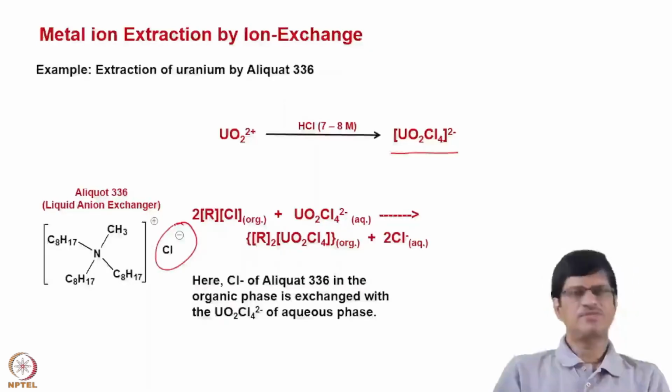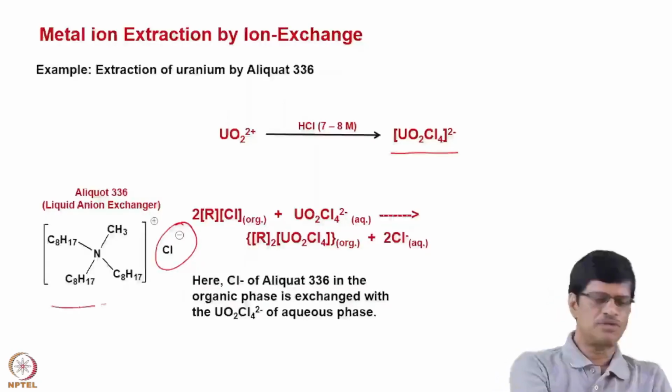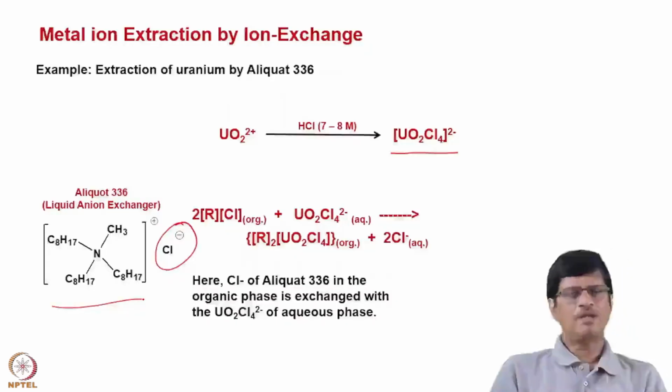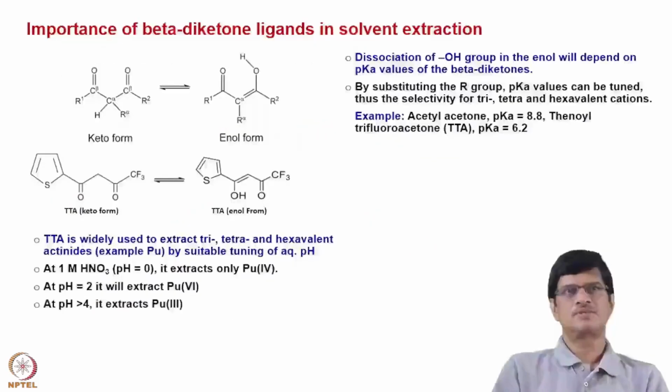This Aliquat 336 is a tricapryl methyl ammonium chloride, and for simplicity, we have shown here only 3 octyl groups, but it can be anywhere between hexyl to octyl in the commercially available reagent. Now, the chloride of the Aliquat 336 is exchanged with the UO2Cl4 2- species present in the aqueous phase, and that is how uranium is extracted using Aliquat 336.